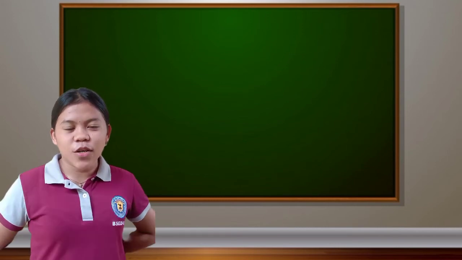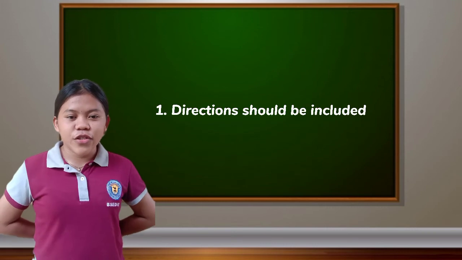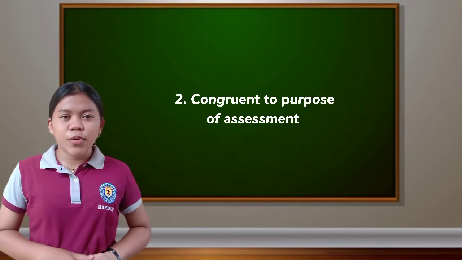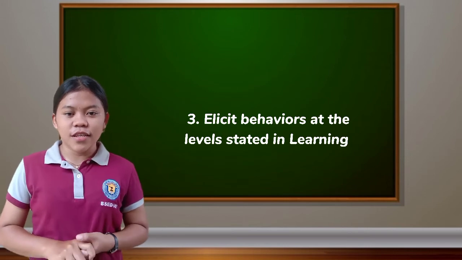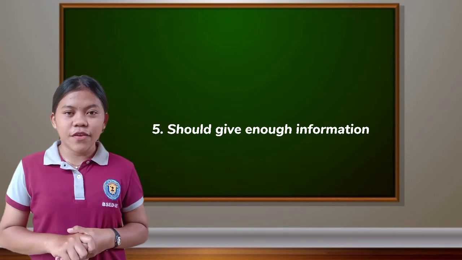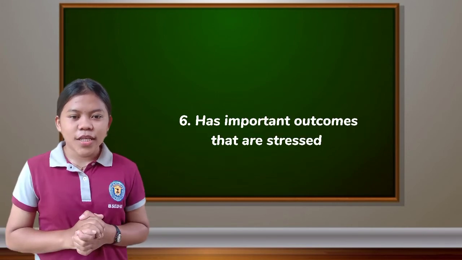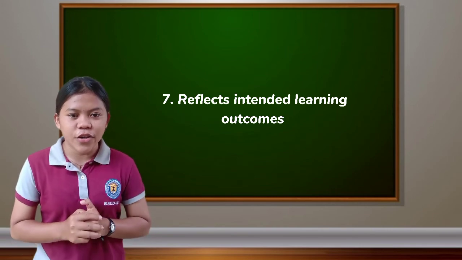My topic is all about guidelines of performance tasks. First, direction should be included. Congruent to the purpose of assessment, elicits behaviors at the level stated in the learning outcome, authentic, should give enough information, has important outcomes that are assessed, reflects intended learning outcomes.